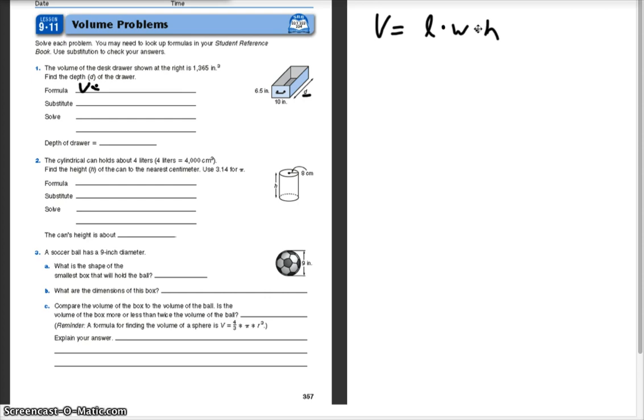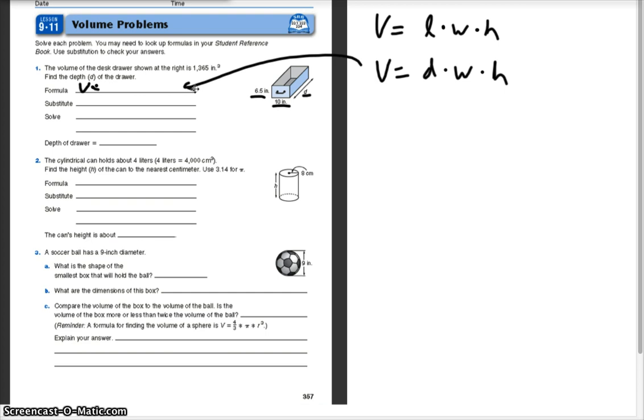So now let's write in what we want to substitute. I'm going to say that the 10 inches would be your width, and 6.5 inches is the height. I'm going to use depth instead of length. So I'm going to say D times W times H, and that's what I would put right here for the formula. Now I have my formula.